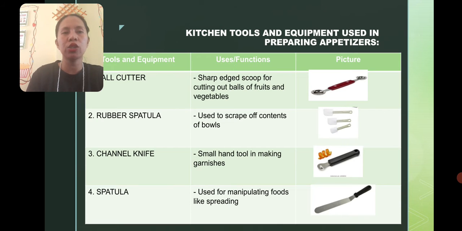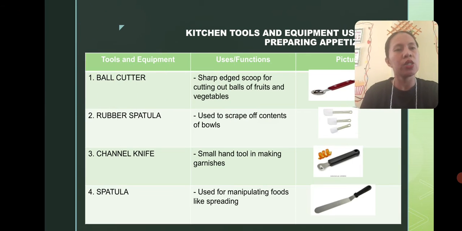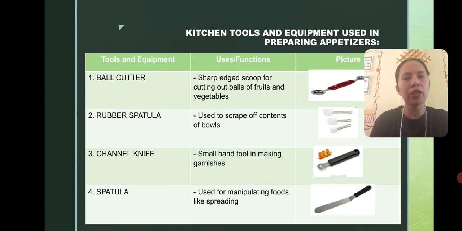The next is the kitchen tools and equipment used in preparing appetizers. If you can see, there are three columns. The first column is the name of the tool and equipment. The second column is the use or function of that equipment, and the third column is the picture. The first one, ball cutter. It is a sharp-edged scoop for cutting out balls of fruits and vegetables.